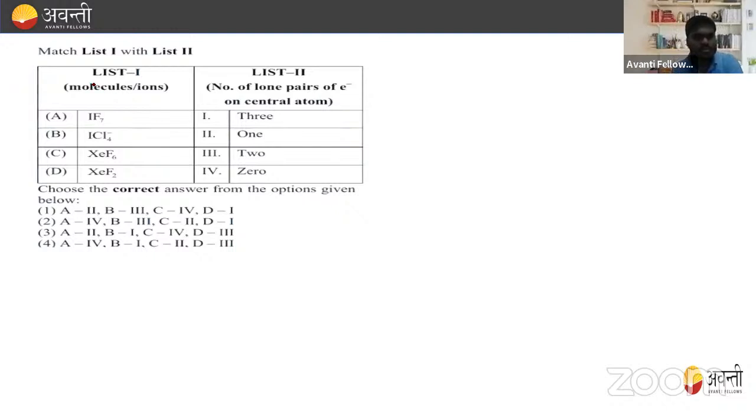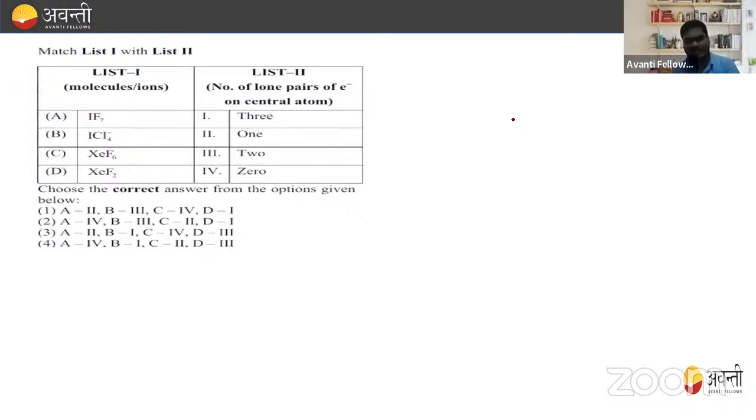Now the question is to match list one and list two. List one has the molecules IF7, ICl4 negative, XeF6, and XeF2, and list two gives the number of lone pairs of electrons on the central atom. For this also you need to draw the structure. Without drawing the structure, you won't be able to predict the number of lone pairs or the number of bond pairs.